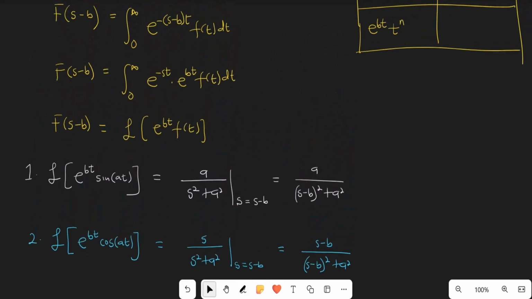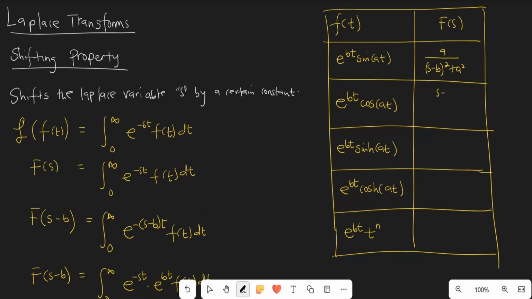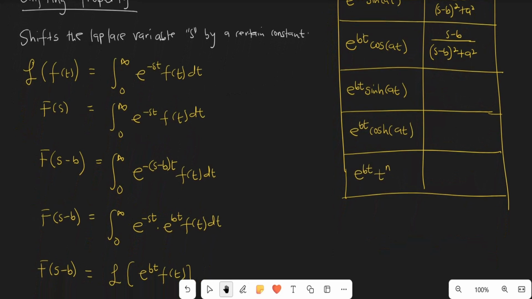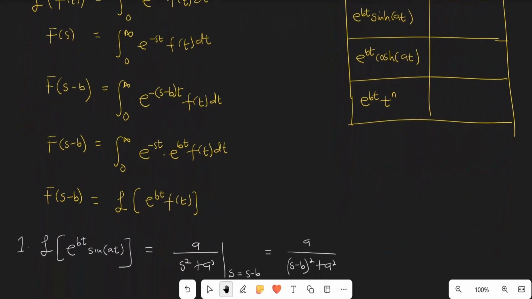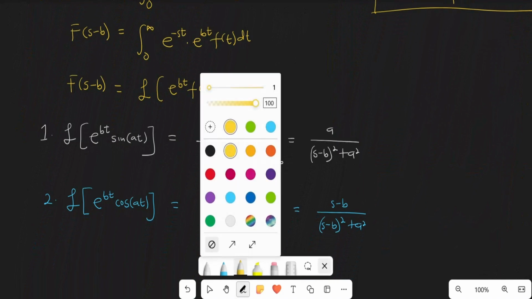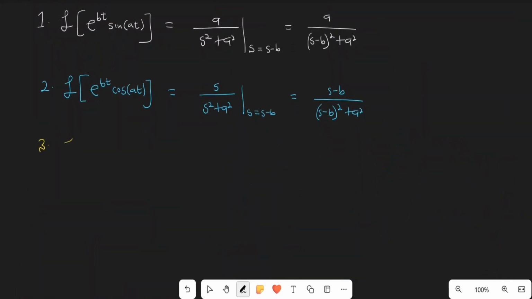So now let's go up and then fill our table. So this one is s minus b divided by (s minus b) all squared plus a squared. Cool. Now the next one is e to the bt multiplied by sine hyperbolic of at. Cool. So now the third one is the Laplace transform of e to the bt multiplied by sine hyperbolic of at. This is equal to, pretend as if this one doesn't exist, and then we find the Laplace transform of the sine hyperbolic of at, which is a divided by s squared minus a squared.